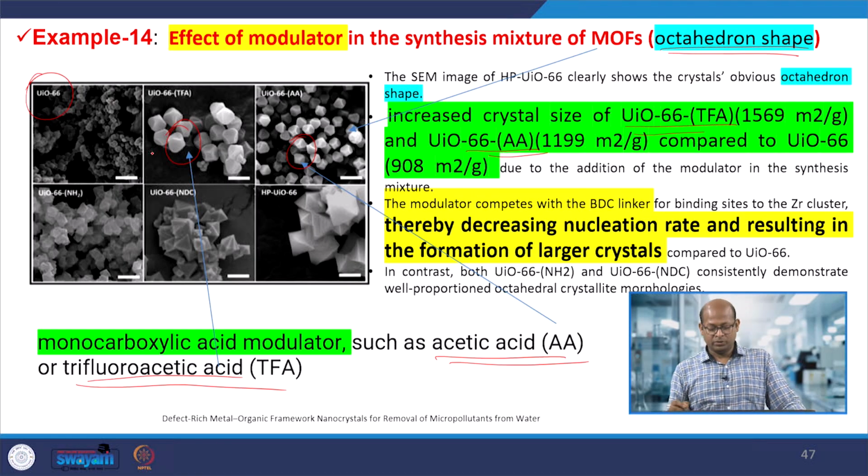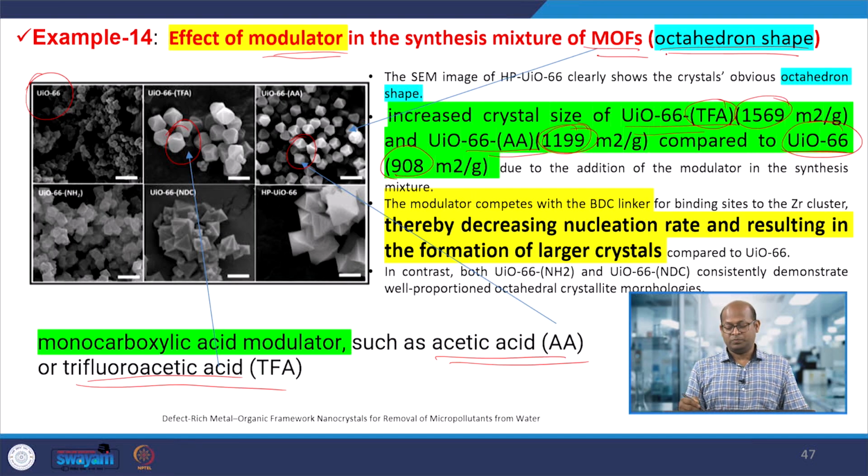As a result, you can compare the surface area also. When UiO-66 was prepared, its surface area was 908. When TFA was used, the surface area suddenly jumped, and with normal acetic acid it was 1199 square meter per gram. So depending upon the modulators we are using to synthesize a specific MOF, the surface area also changes.